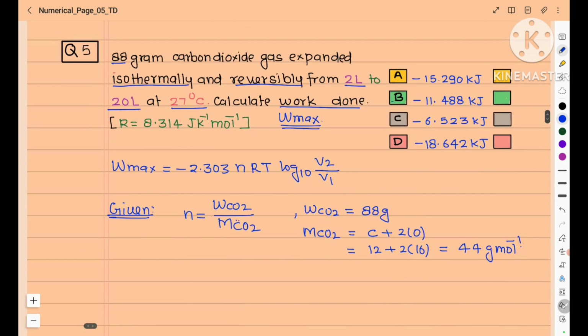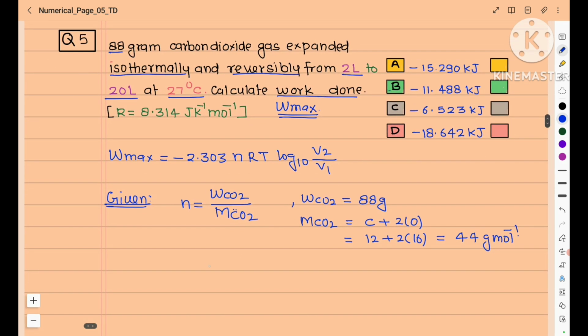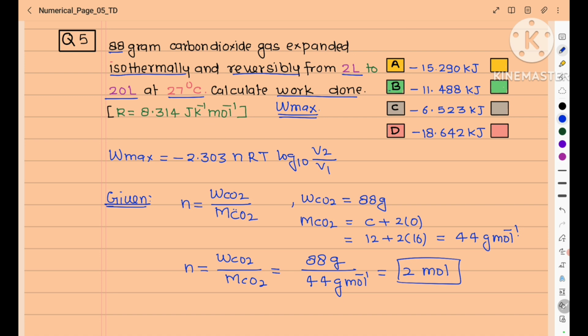So we got W CO2 और M CO2. तो अब हम लोग नंबर ऑफ मोल्स निकाल सकते हैं. So n is equal to W CO2 upon M CO2. W CO2 की वैल्यू है 88 ग्राम and M CO2 is 44 gram mole inverse. So it will be 2 moles. So हमें number of moles मिल चुका है, 2 moles.